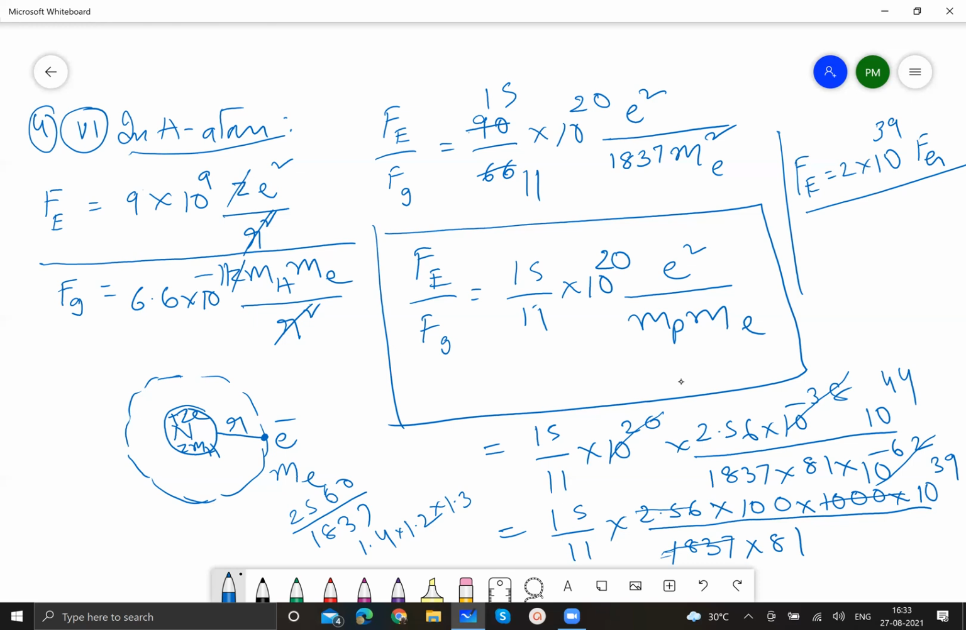Between proton and electron also. Between protons and nucleus and electron in hydrogen atom, even for other atoms also, this Z will cancel.